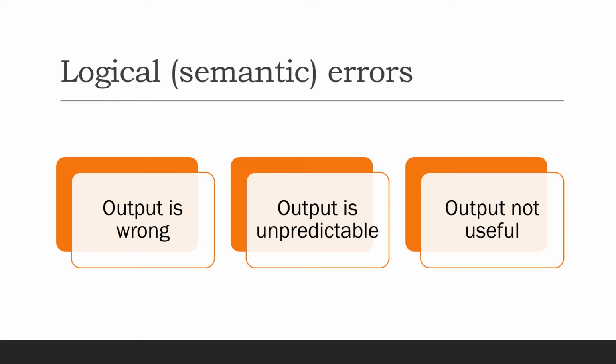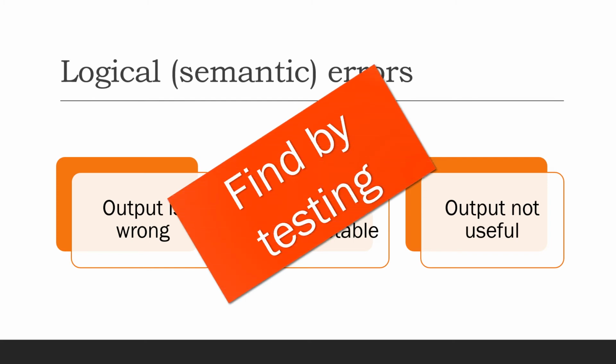They're harder to define, but you might get the wrong output from your program, or the output might be unpredictable. So in some circumstances, you will get the wrong output, or the output is presented in a way that's not useful to the user, so in some way that doesn't meet the requirements of the problem. Much harder to define that. And really the only way you're going to find those types of error is by testing your program quite thoroughly, because there could be hidden logical errors.